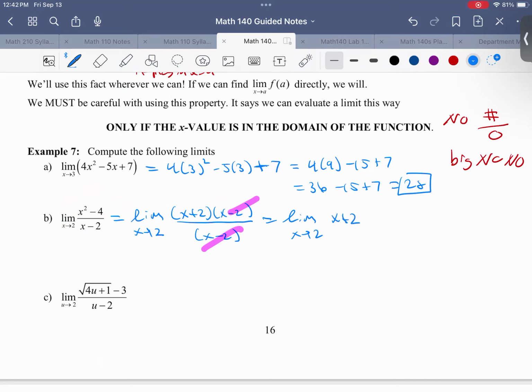Okay, so I have x plus 2 alone. And now can I plug in 2? Yes, because I'm not going to get a 0 on the bottom. It's just not going to happen. So now that I plug in 2, the limit goes away. I'm plugging in 2 for x, and I end up with 4.